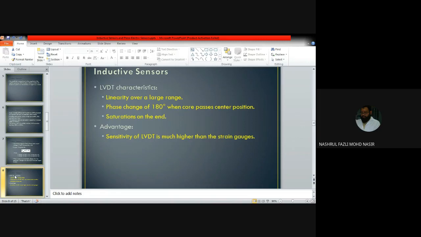So for this application, LVDT is better than strain gauges, maybe, but sometimes you don't really need a sensitive sensor, and from there you can get a cheaper sensor. So this provides an option for you. Maybe you can use a strain gauge, which is cheaper than LVDT. These are the things that you have to consider as an engineer: the cost, and what you are going to measure.